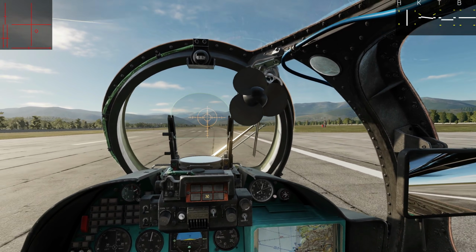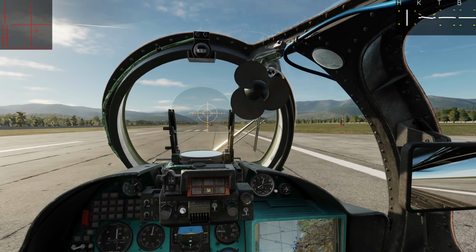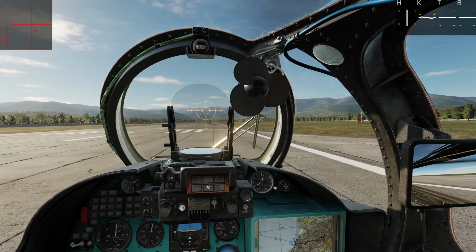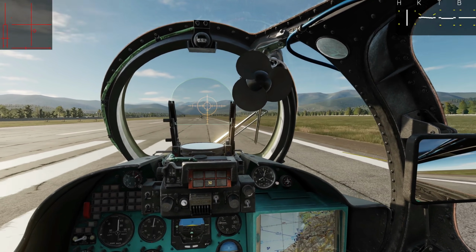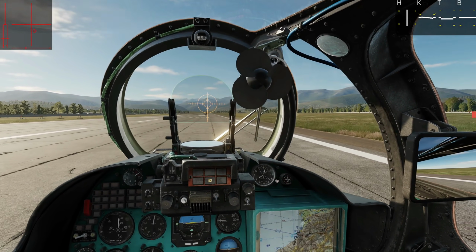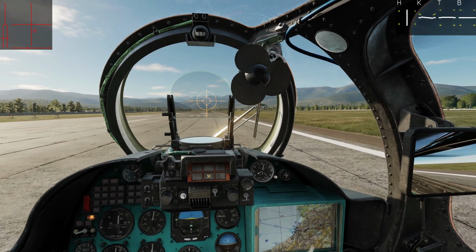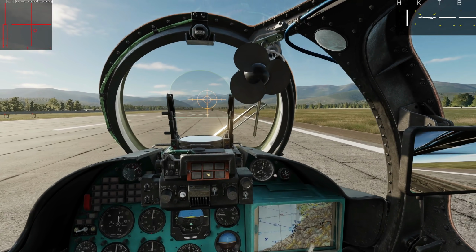Very low amount of VSI here. I've missed the centre of the runway, but you know I'm just not that good at the end of the day. Dabbing the brake, so I'm controlling with the rudder and dabbing the brake. I've only got a binary brake, so I have to pump it.